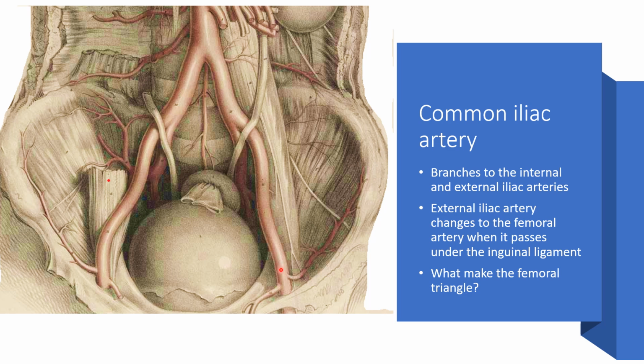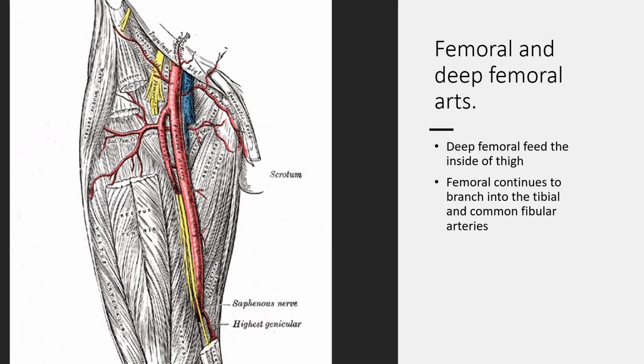So big thing you can notice is a lot of times when you have a common artery, it's going to branch. If one goes inside, we call it internal. The one that is going to leave that area is going to be the external. So we have the external iliac artery. I'm almost done, I swear.